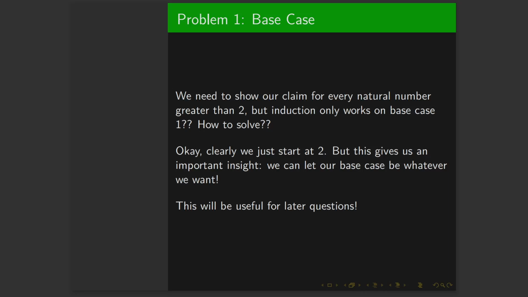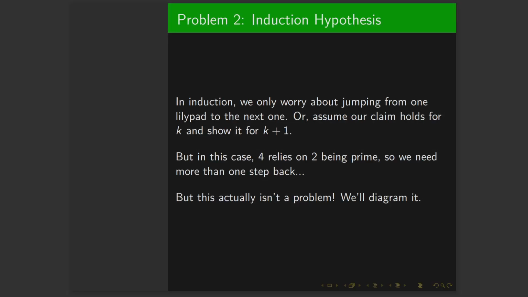But you just start at 2. This is actually one of the simplest things to do with induction. So the easiest way to vary or change induction is to start at a different starting point. Instead of Benny starting from lily pad 1, he just starts from lily pad 2. So we can let our base case be whatever we want. But the main problem is this induction hypothesis issue. In regular induction, we're only worrying about jumping from one lily pad to the next lily pad. So we assume that our claim holds for k and we show it for k plus 1. But once again, the case of 4 relies on 2 being prime. So we need more than one step back. We can't just rely on the last lily pad. As you'll see, this actually isn't a problem.